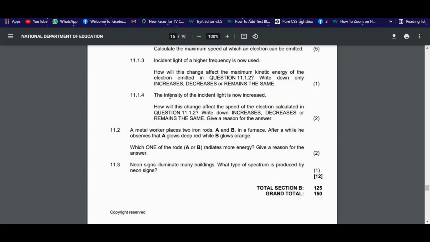11.2 says a metal worker places 2 iron rods A and B in a furnace. After a while, he observes that A glows deep red while B glows orange. Which one of the rods, A or B, radiates more energy? Give a reason for your answer. Okay. Well, the answer here, ladies and gentlemen, is B, the orange. The rod that glows orange.